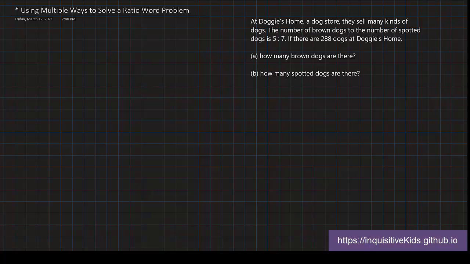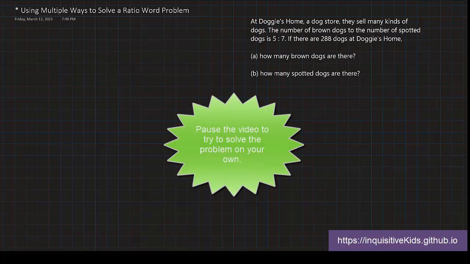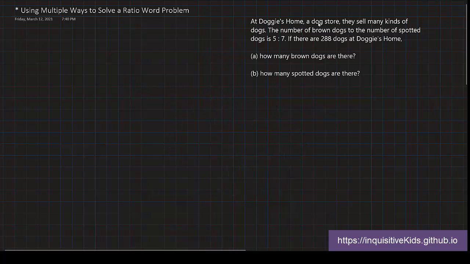Let's take a look at the first solution. The problem says that at Doggie's Home, they sell many kinds of dogs. The number of brown dogs to the number of spotted dogs is 5:7. If there are 288 dogs at Doggie's Home, how many brown dogs are there and how many spotted dogs are there?